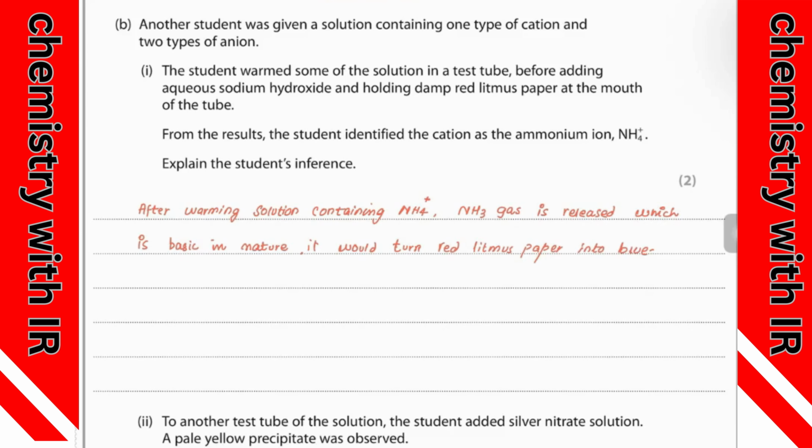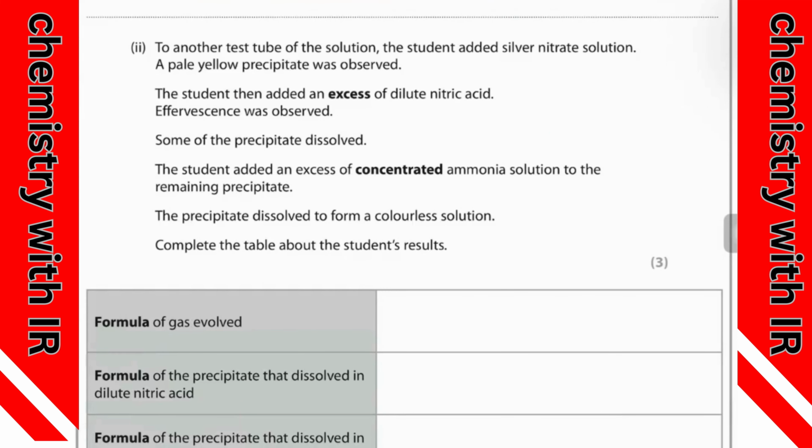To another test tube of the solution, the student added silver nitrate solution. A pale yellow precipitate was observed. If you remember, we have three types of halides: chlorides, bromides, and iodides. After adding silver nitrate, if you can see the white precipitate, chloride is confirmed. If you can see the cream precipitate, the bromide is confirmed. And if you can see the yellow precipitate, iodide is confirmed. So in this question, yellow precipitate was observed.